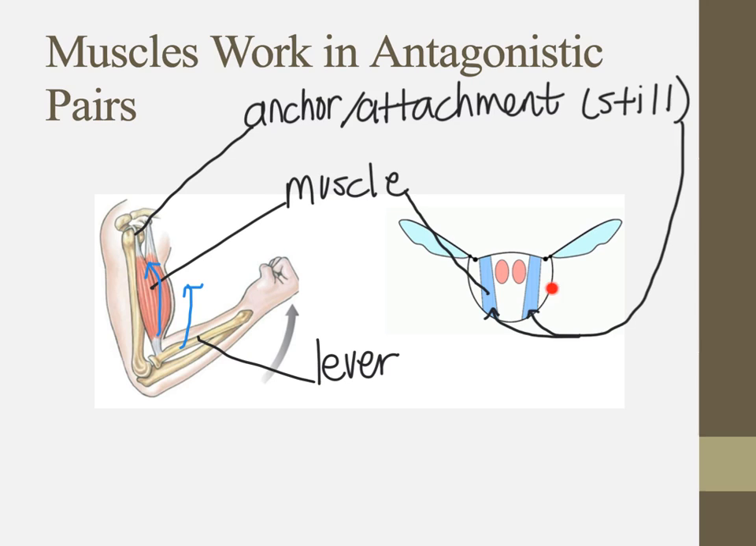In this organism here, I've got to think about it. If this muscle shortens, well, it would be shortening the other way. If this muscle shortens, it's going to bring this part down with it. And that's how those wings are going to flap. So for the lever part, that's going to be this up here. So it's going to bring this whole section down when this muscle shortens.